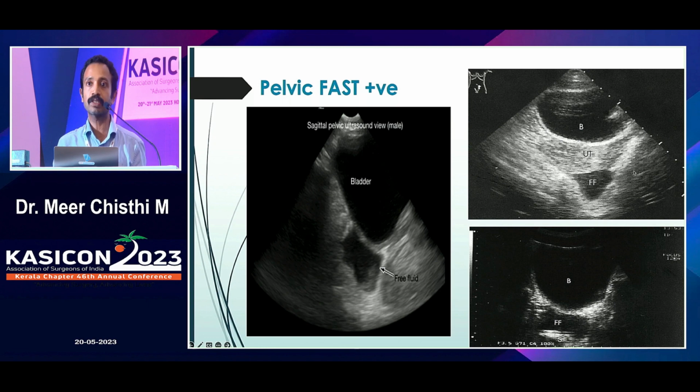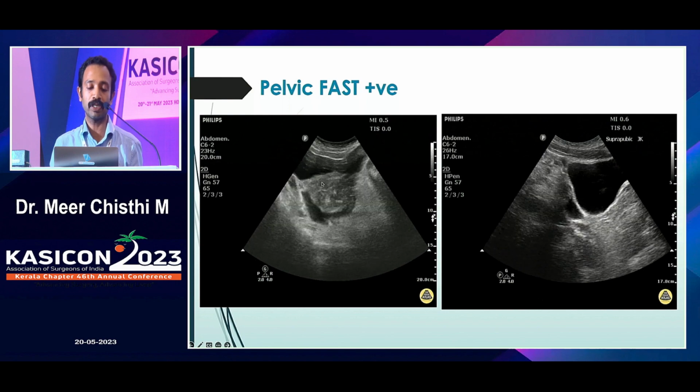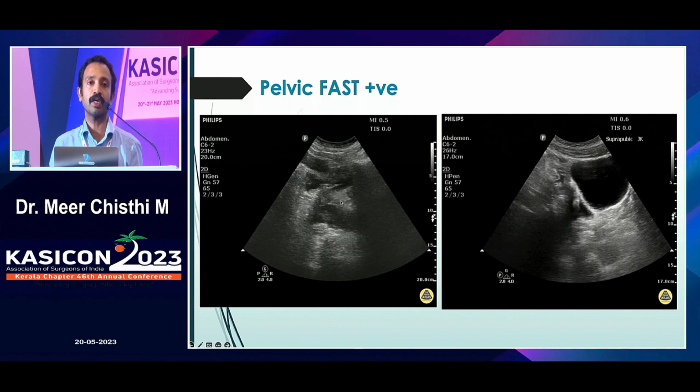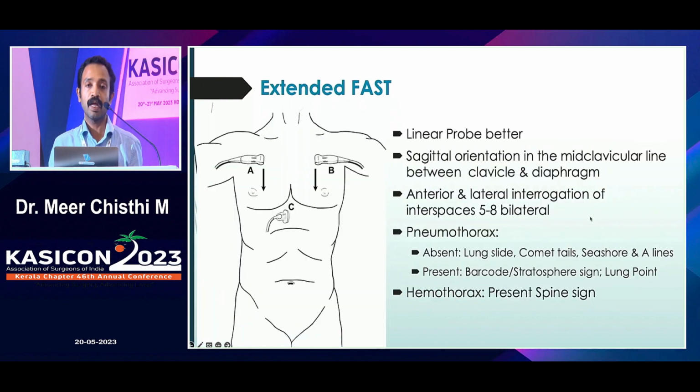In females, you might often see the fluid behind the uterus, that is in the rectovesical fold, whereas in males it is seen behind the bladder itself. So again, a beautiful image showing the free fluid just behind the uterus in the female, and here it is seen behind the bladder.